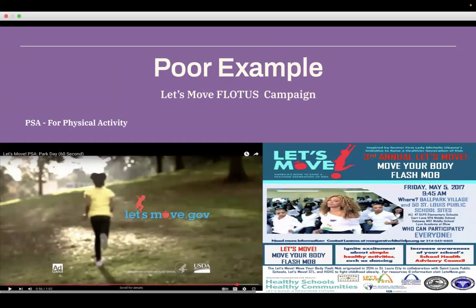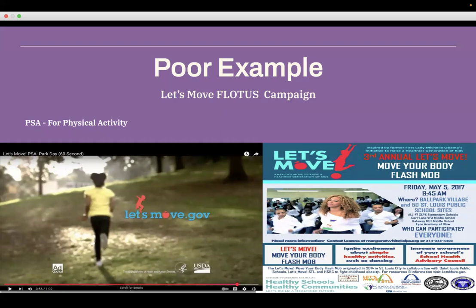So for the poor example, we have the Let's Move campaign. In 2010, First Lady Michelle Obama championed Let's Move, a campaign to combat childhood obesity. This was a multi-level, comprehensive campaign. It included the tagline, "Improve the health of Americans and eliminate childhood obesity in one generation." It had 5 pillars, and of those pillars, increasing physical activity was a focus.